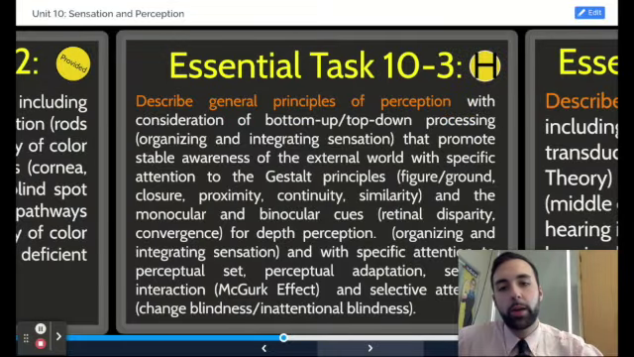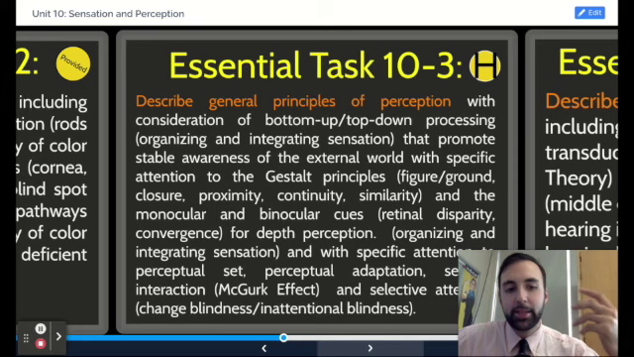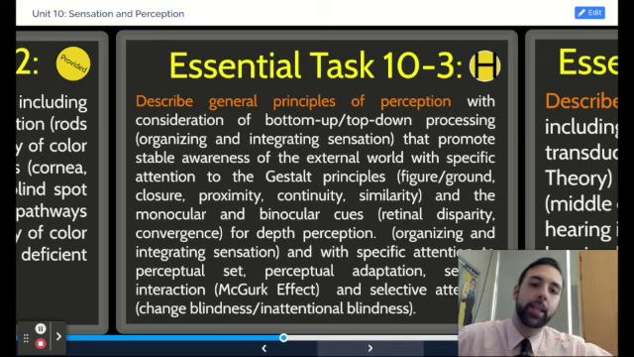Essential Task 10.3, we are going to describe the general principles of perception. Now, the term perception relates to, as the first box is going to indicate, the processing of sensory information. Occasionally, I leave this essential task to the end of the unit, but so much of our perception from the context of what the College Board anticipates us going over is in relation to vision and visual perception.